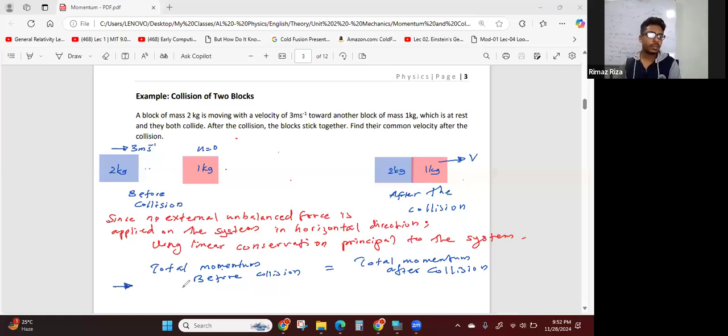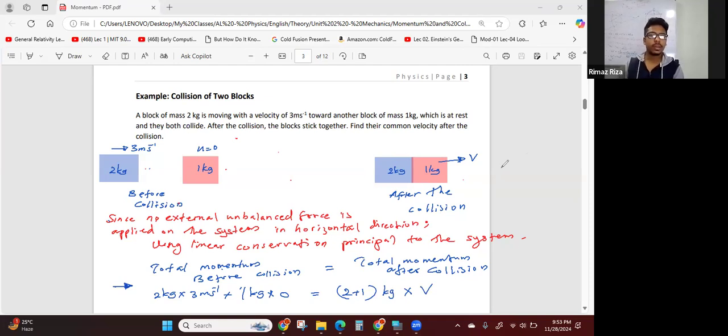So total momentum before collision: we have this 2 kilogram mass moving with a speed of 3 meters per second, plus the momentum of the 1 kilogram mass, 1 kilogram times velocity 0, is equal to the total momentum after the collision. After collision both masses stick together and move, so the total mass is 2 plus 1 kilogram and moves with velocity v.